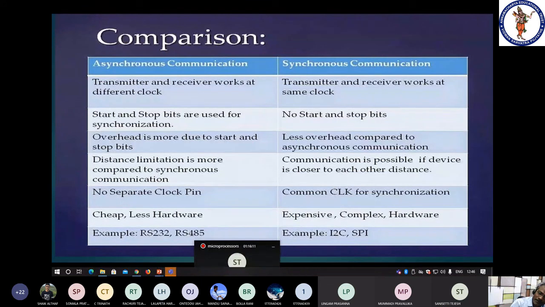What is the available bandwidth? 1000 bits. So to send 100 characters, how many bits are required? 1000 bits. So in asynchronous communication, it is possible to transfer 100 characters in 1000 bits of bandwidth.